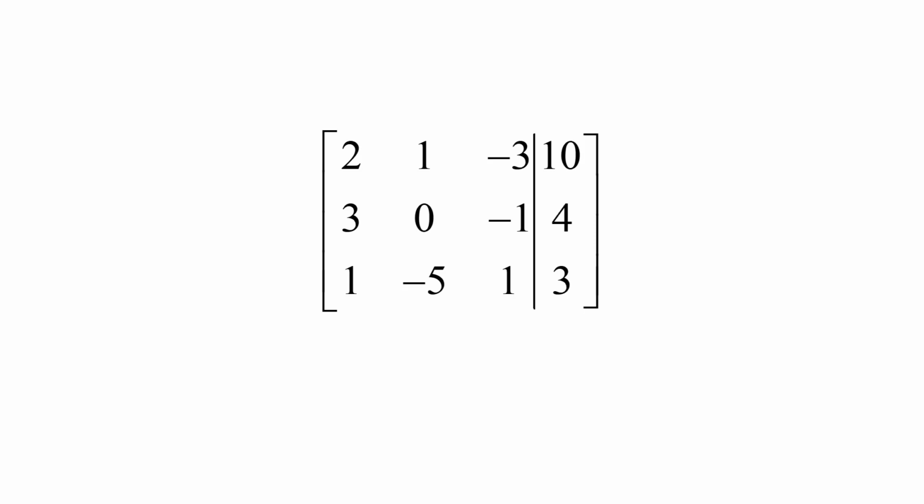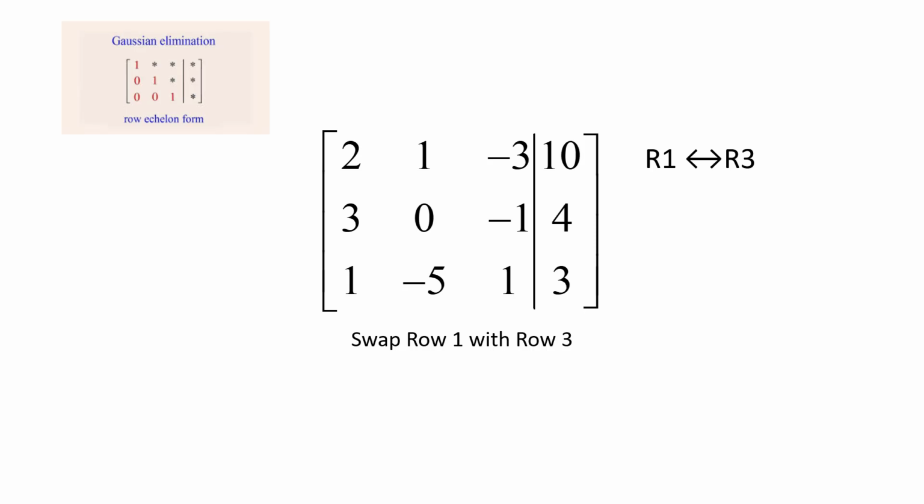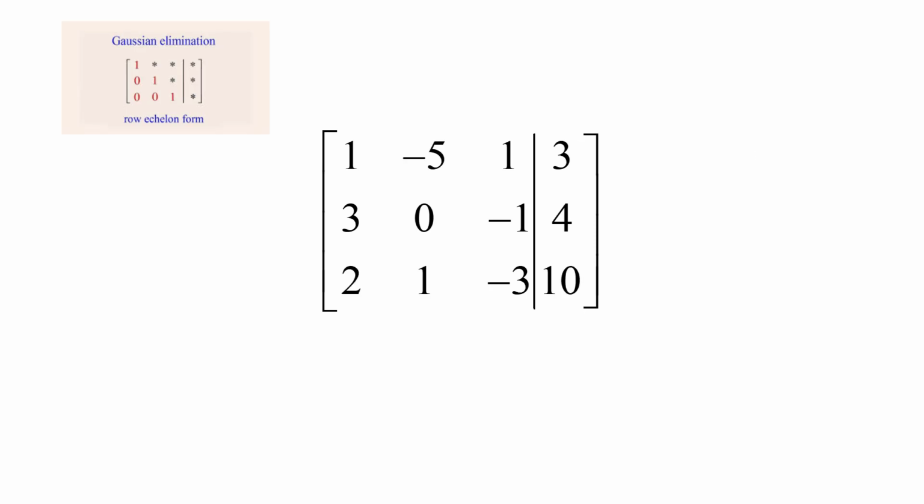Today we're going to learn how to add or subtract a multiple of a row with another. So consider the following matrix. If I want to perform my Gaussian elimination, one method I would start with is to switch row 1 and row 3, because that would allow me to have a 1 to start on the top left. So when I do that, I get the following matrix.